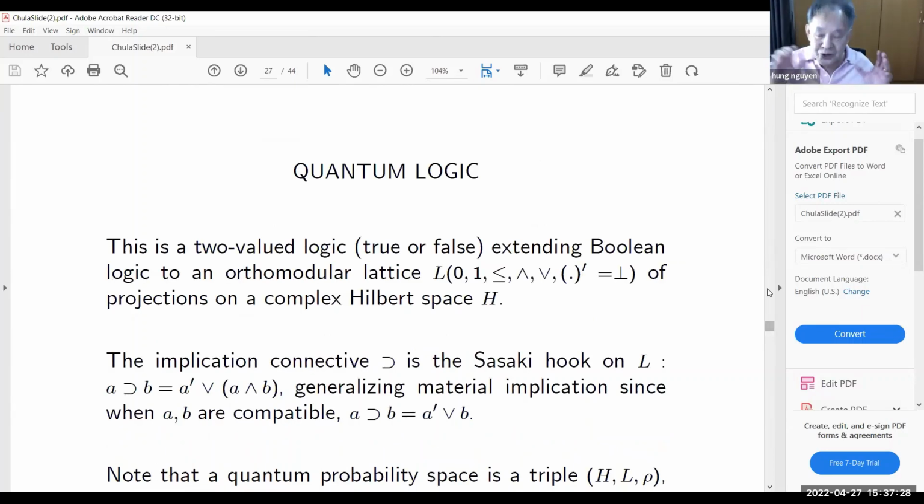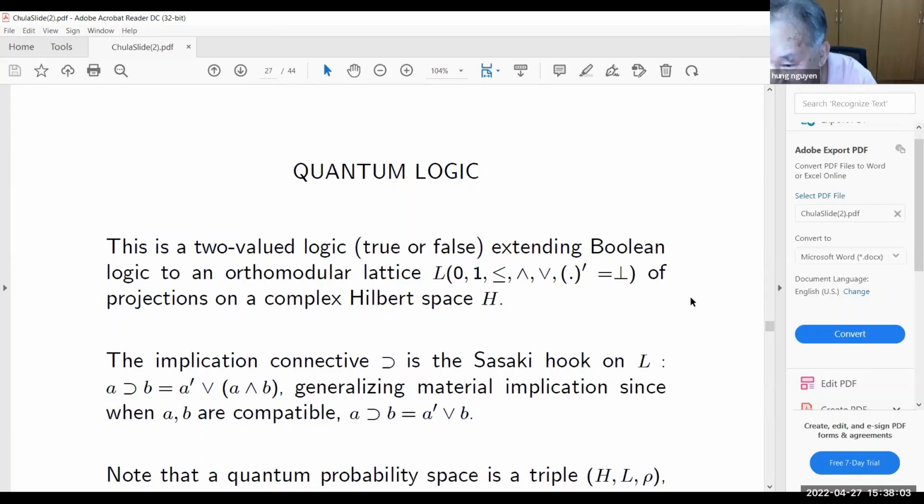Now let's talk about quantum logic. Quantum logic of von Neumann is a two-value logic. Something is true or false, nothing in between. But it only extends Boolean algebra to a lattice. The reason is this: in classical logic, we have a Boolean algebra, events as subsets. But in the quantum setting, events are projections on the Hilbert space.